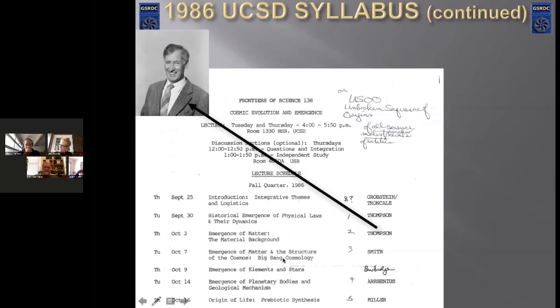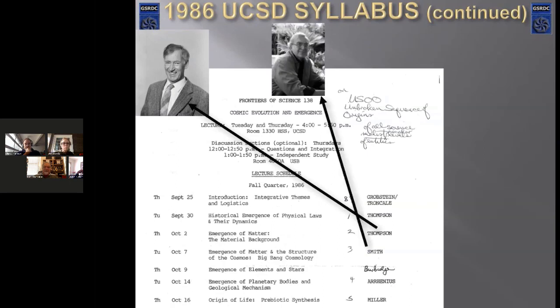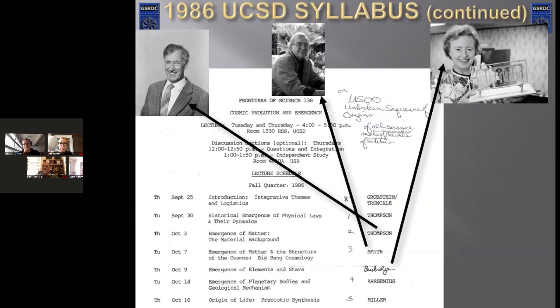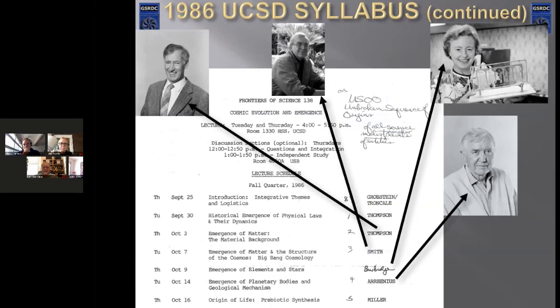Then it went on from Thomson to emergence of matter and the structure of the cosmos with Big Bang cosmology. And Smith was the one who talked about that. And then the emergence of elements and stars. Of course, elements are the very beginnings of the periodic table of chemistry. And that was done by Margaret Burbidge. This particular picture of her is a delightful young picture. Do you know that Margaret still survives of all these speakers, and she's 100 years old this year? And then Arrhenius took over, and he talked about the emergence of planetary bodies and various geological mechanisms. So you can see we're progressing through what happened in time from the Big Bang cosmology about 13.6 billion years ago.